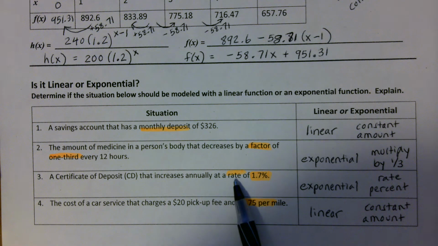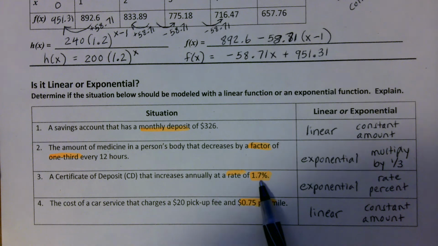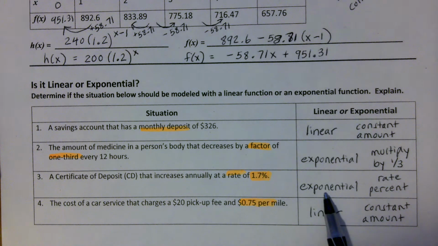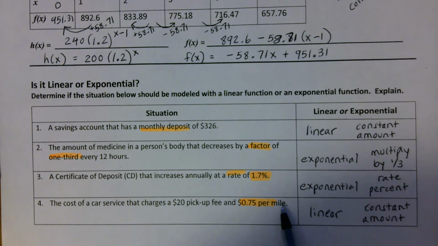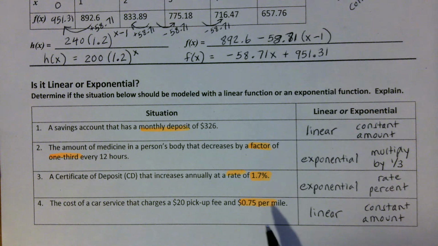This next one, when I talk about a rate and it's a percentage, that's going to be exponential. And finally, 75 cents per mile. That means every mile you're paying 75 cents. That's a constant amount, so that would be a linear function. And that's the way to determine if a situation should be modeled using a linear function or an exponential function.